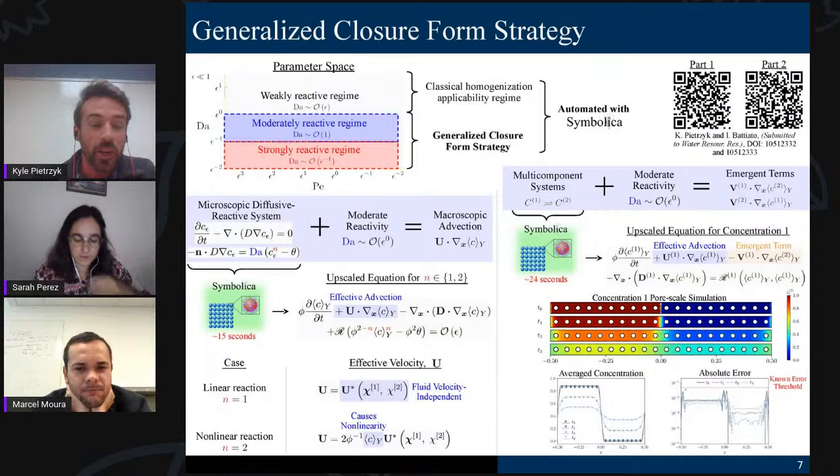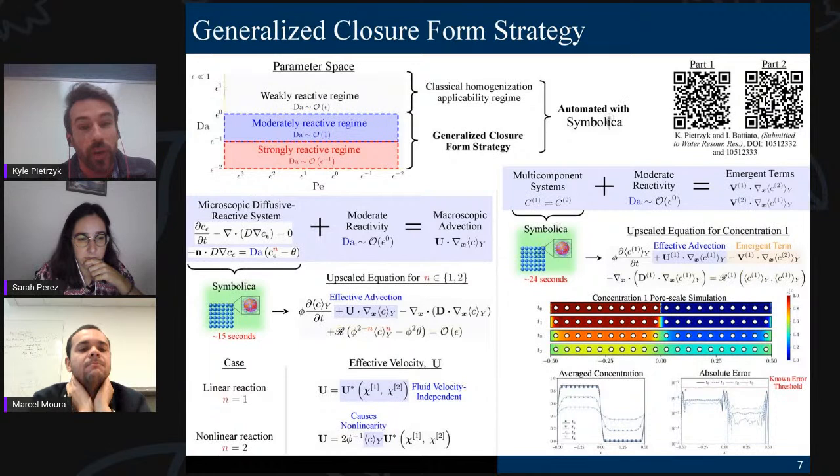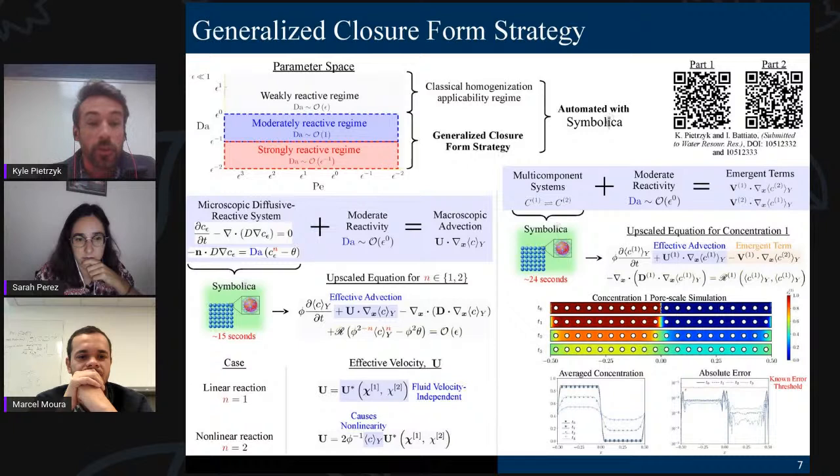The first of which is that if you have a microscopic diffusion reaction system and you upscale in the moderately reactive regime, what you'll find is actually macroscopic advection. What that means is if you provide that system on the left to Symbolica, in 15 seconds, it'll provide an upscaled equation where you can see there's an effective advection term, even though there's no fluid flow in the system. And you can see at the very bottom that for linear and nonlinear cases, there's an effective velocity where there's no fluid flow in the system, and it can actually be nonlinear.